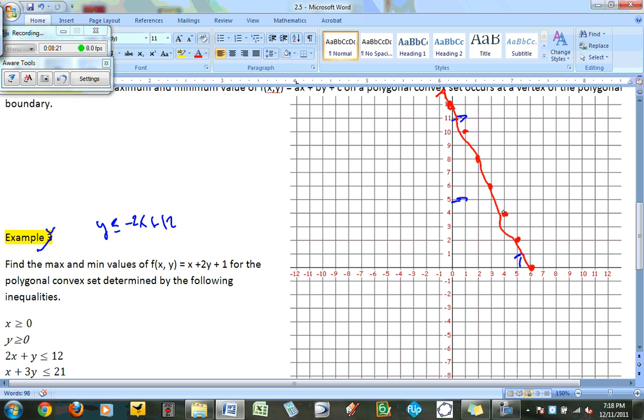And that is a terrible line. Let me fix that a little bit there. This thing's hard to draw with. There we go. All right.